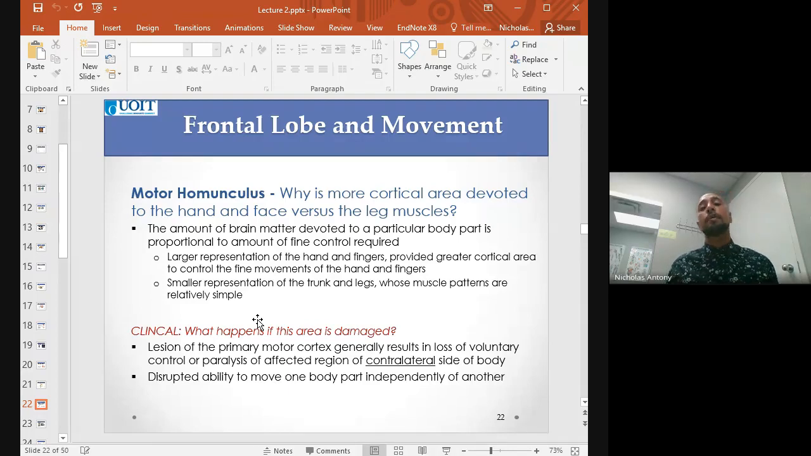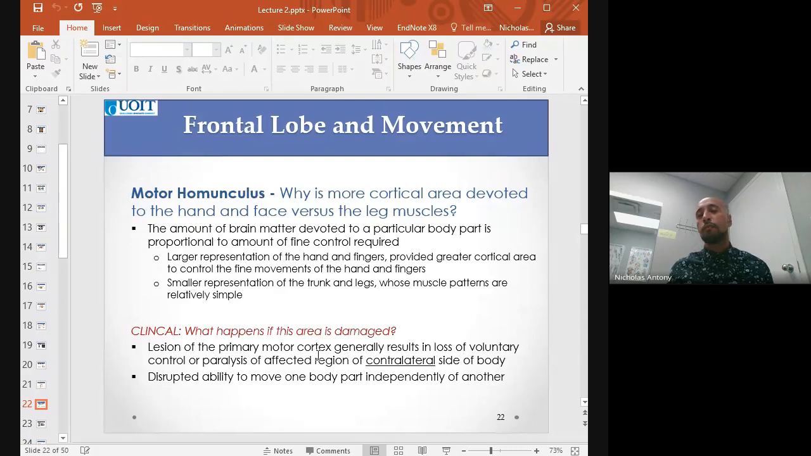Now, clinically, what would happen if this area was damaged? That can happen through any type of lesion, whether it be an aneurysm or a traumatic brain injury, such as a concussion. What we found, through monkey studies, which is kind of sad, where they would damage parts of the brain and see what happens, is that if we have a lesion or damage to the primary motor cortex, we have a loss of fine control or voluntary control of that part of the body on the contralateral side.